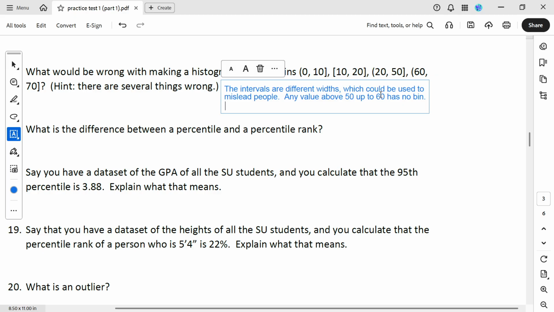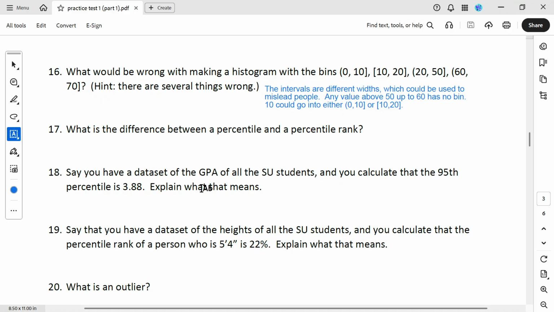And then lastly, I think there's a similar problem with some of these endpoints and those square brackets, like 10. 10 could be put into either one of these intervals. So you have to have a definite one that it goes into. You can't be flipping a coin to decide which one you're going to put it into. And is there another one that's like that? No, the 20 is okay. Yeah, so I think those are the 3 problems.